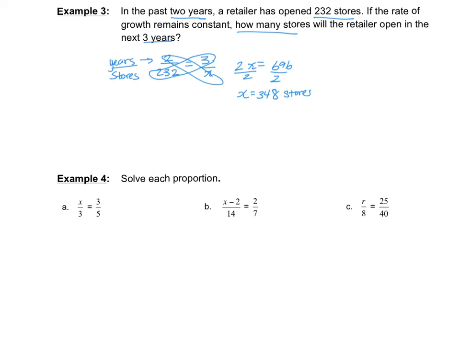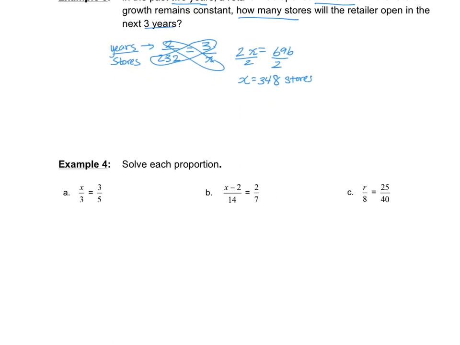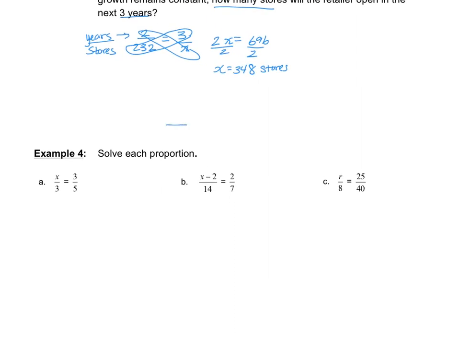Example 4, solve each proportion. So whenever I see proportion, I should think about cross multiplying. So right when you see proportion, we're going to cross multiply. So 5x equals 9. To solve for x, we divide both sides by 5, and x equals 9/5. You can leave your answer that way, or you can write it as 1 4/5 or 1.8. That's a simplified fraction, that's why we can leave it that way.